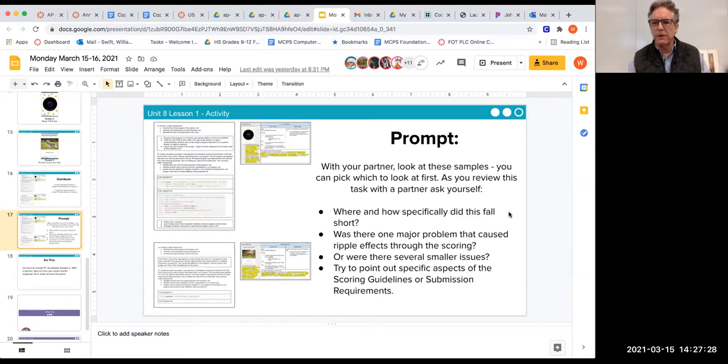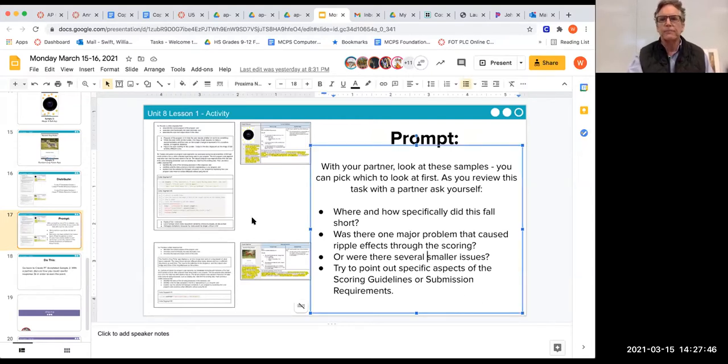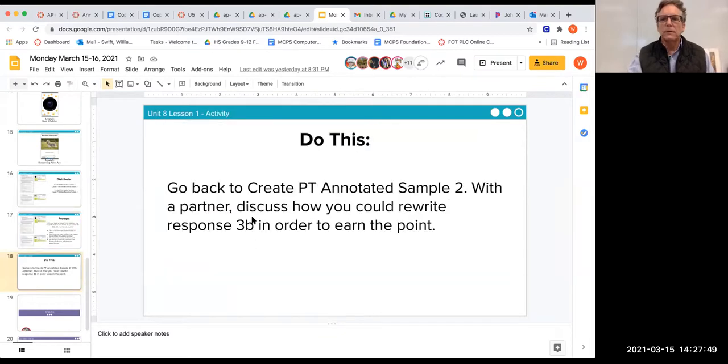Anybody else, any other thoughts? Try to point out specific aspects of the scoring guidelines or submission requirements. So that idea of specificity, that you need to be identifying what needs to be talked about. Keep that in mind, all right? So did anyone come up with a way to rewrite 3B in order to earn the point? When one of the responses didn't state the name of the list, they lost 2 points. You got to be careful.